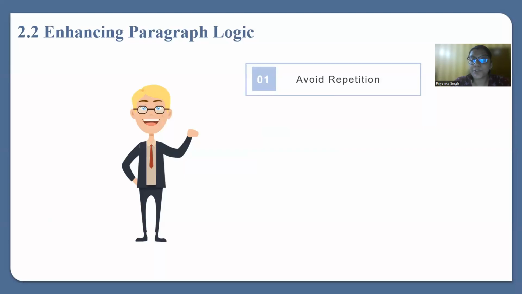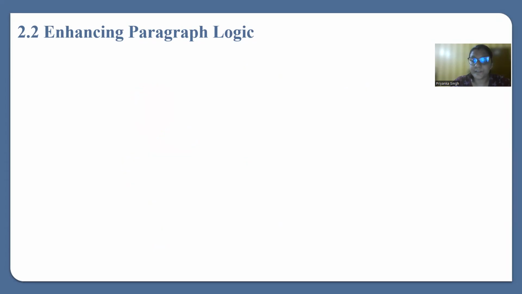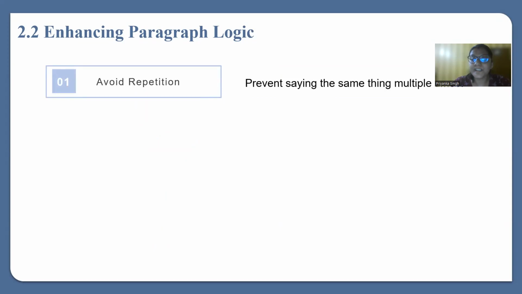Now let's move on to enhancing paragraph logic. This strategy helps in making your writing more coherent and readable. We will focus on 4 main aspects. Let's check each of these aspects. First, we need to avoid repetition. Prevent saying the same thing multiple times within your paragraphs. This keeps your writing concise and engaging.